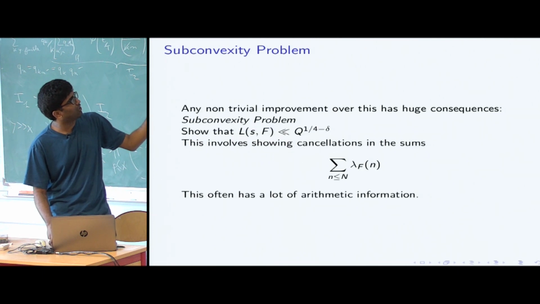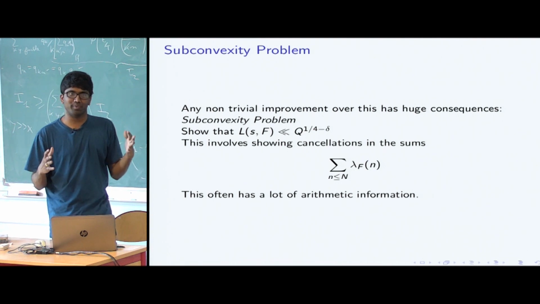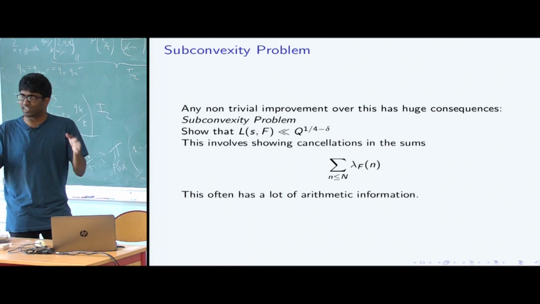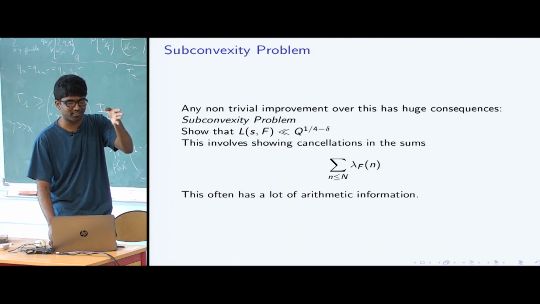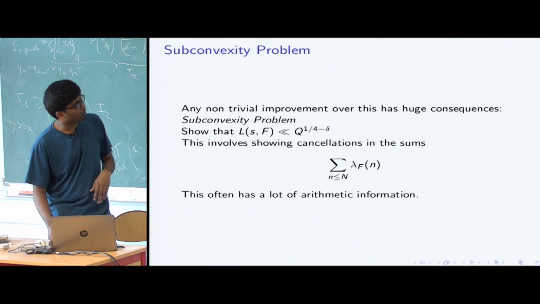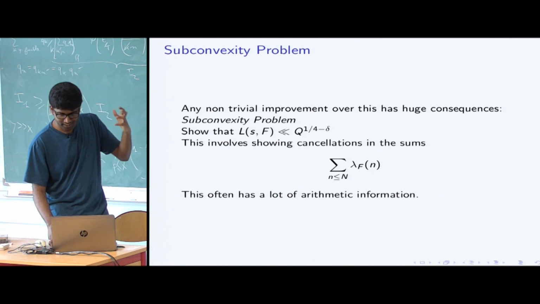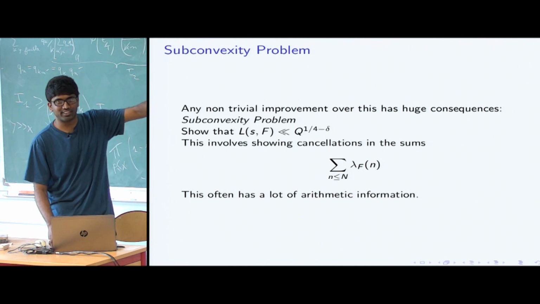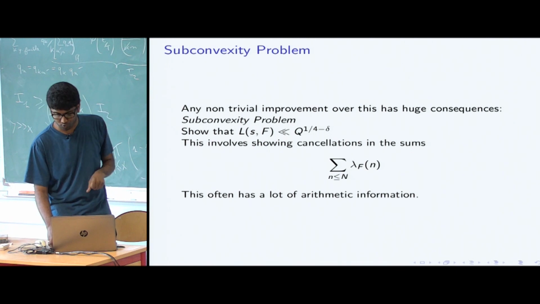This involves showing cancellations in these Dirichlet coefficients, and that really has a lot of arithmetic information. It's not just some analytic gadget. Showing cancellation in these sums involves a lot of arithmetic. For instance, a lot of big open problems have been solved by proving subconvexity bounds on these L-functions. That is, showing that the L-function has size better than what we can prove trivially, so q to the 1/4 minus delta.